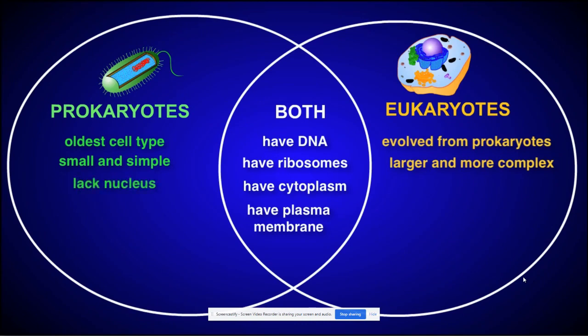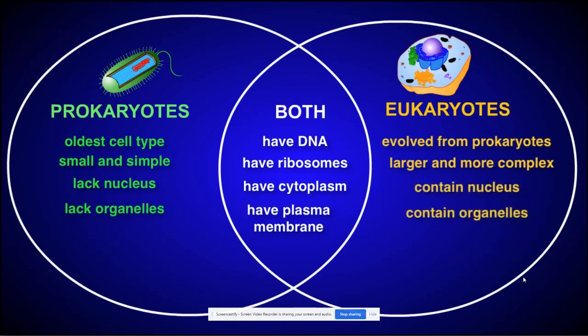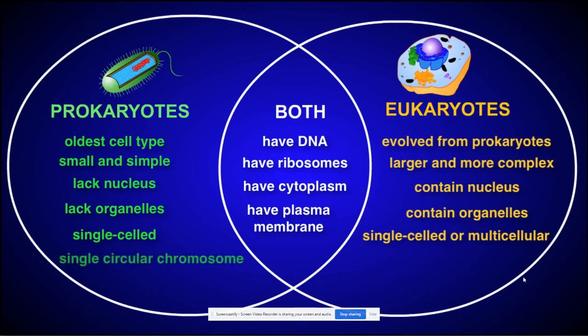Prokaryotes lack both a nucleus and membrane-bound organelles. Eukaryotic cells have a nucleus and also contain organelles. Prokaryotes are single-celled organisms. Eukaryotes can be either single-celled or multicellular. And finally, the DNA of a prokaryote is usually organized as a single circular chromosome, while the DNA of a eukaryote is organized as linear chromosomes.